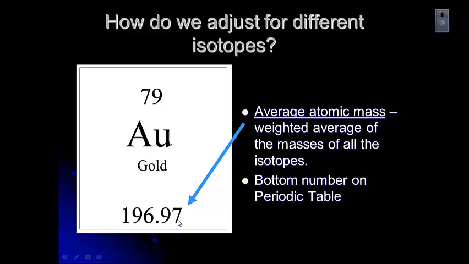There may be 195, 198, 199, but when you take that average atomic mass, that's the one that we use when we're looking at atomic masses of elements. And you'll hear it called just atomic mass most of the time.